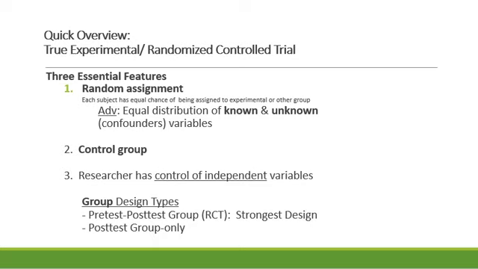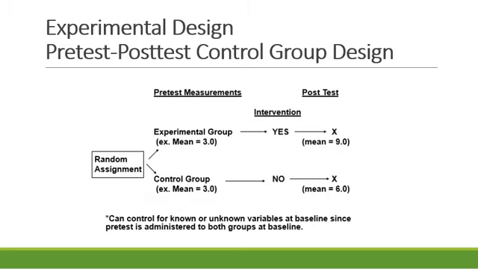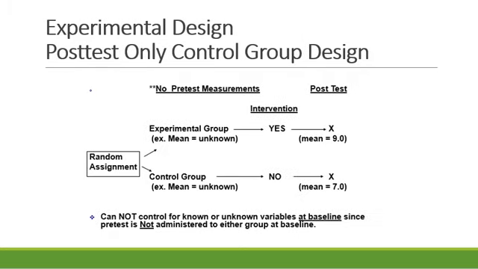Two types that we're going to look at here, the pretest post-test group design and the post-test group only design. The pretest post-test is the strongest design. Here's a way to visualize this. There is random assignment from your sample. That random assignment hopefully creates equivalency at baseline. The intervention occurs, and then you do post-test measurements.